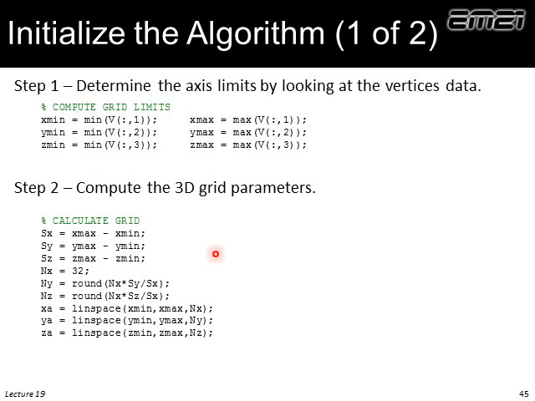Then we calculate our 3D grid stuff. So we need to know the size of the grid. Here we're choosing how many points to put on the grid. 32 is probably a low number, but good for this example. And then we create our axis arrays.